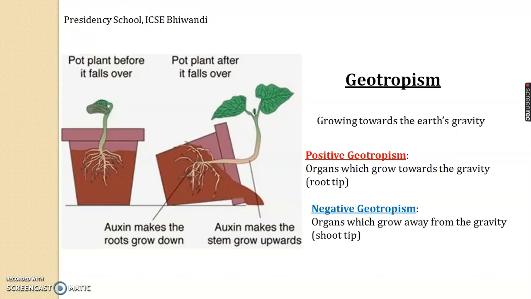The second is geotropism. The word geo means towards the earth's gravity, growing towards the earth's gravity. If you look at these two pictures, you will see this is a potted plant before it falls off, and here once it falls off, the auxin helps in the cell elongation which has made the shoot bend and the roots grow. So who will show positive geotropism here? The roots will show positive geotropism because they grow towards the gravity, towards the soil. Whereas the shoot will grow away from the gravity. That's why they show negative geotropism.